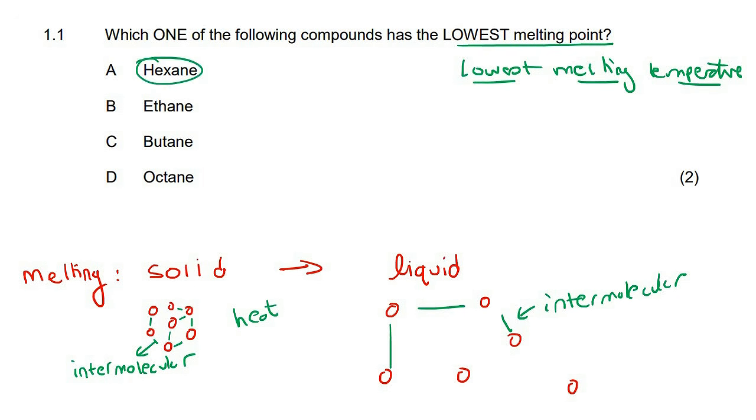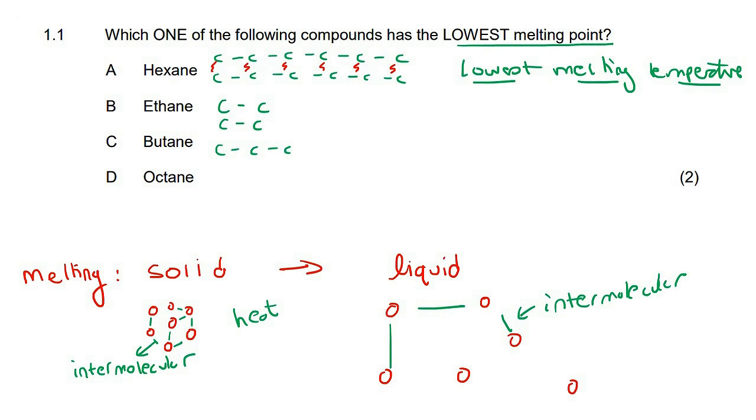So we know that hexane is a 6-carbon alkane. And if you had to draw another one, why do I always draw 2? It's because we're looking at the intermolecular forces, which are the forces in between the molecules. If you had to look at ethane, there's only 2 carbons. If you had to look at butane, there's 4. And if you had to look at octane, there's 8.